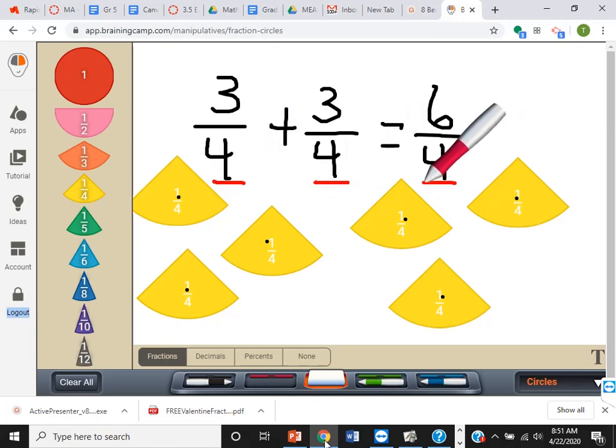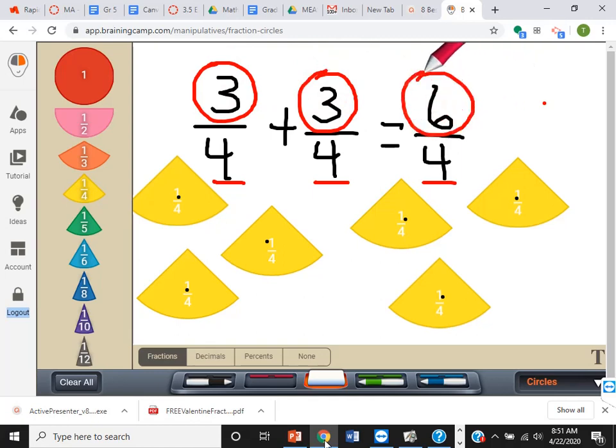And once again, I just want to remind you that when we add fractions, you notice that the denominator did not change because the size of our pieces did not change. The only thing that changed was our numerator because of how many pieces we have. So we had 3 pieces plus another 3 pieces to get a total of 6 pieces. So now we have 6/4.